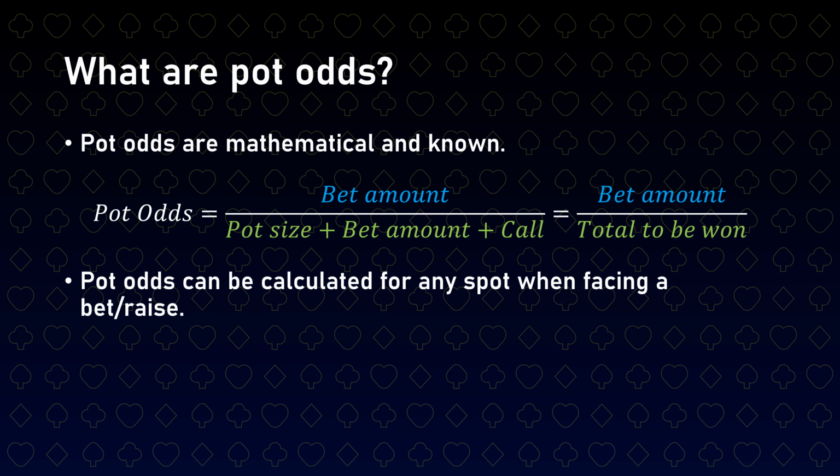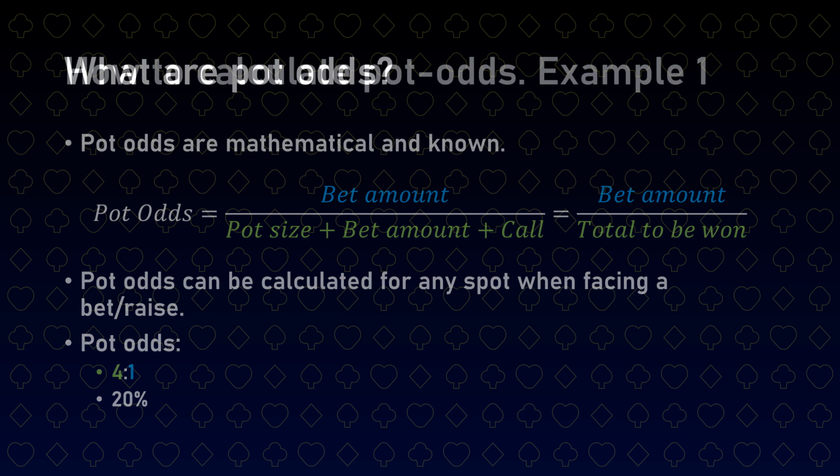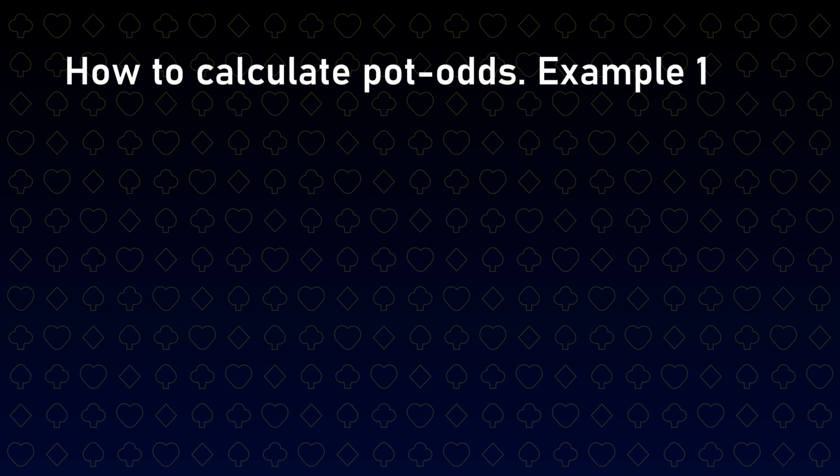They can be expressed as a ratio, such as 4-to-1, or as a percentage, like 20%. Don't fret if this seems a bit confusing at first, we'll soon have a look at a few examples to demystify the process. Let's have a look at an example. I will try and break down each step so you can follow along.